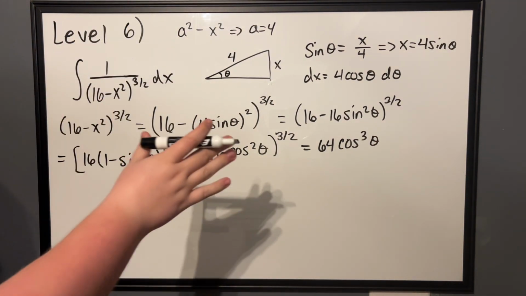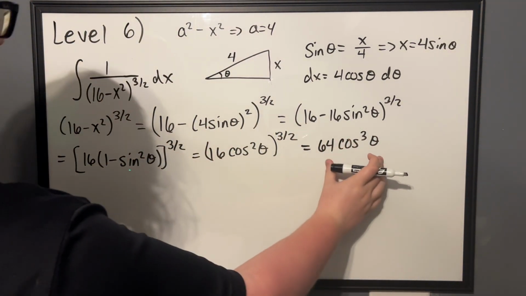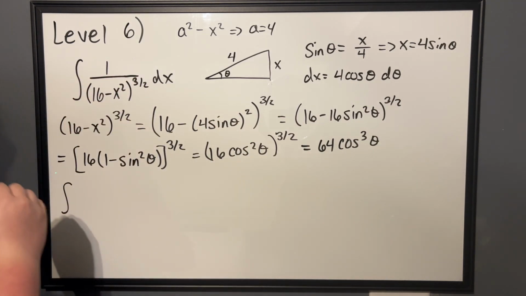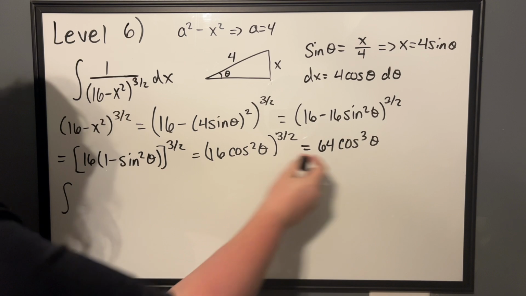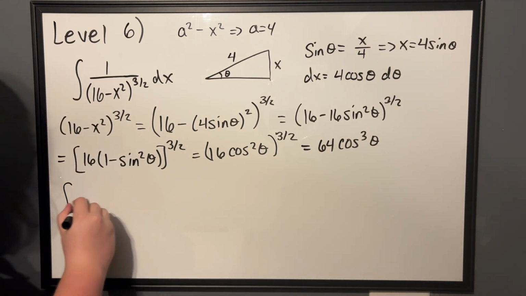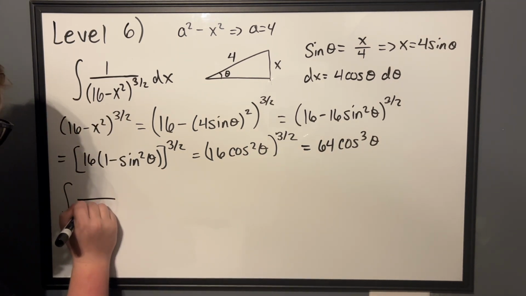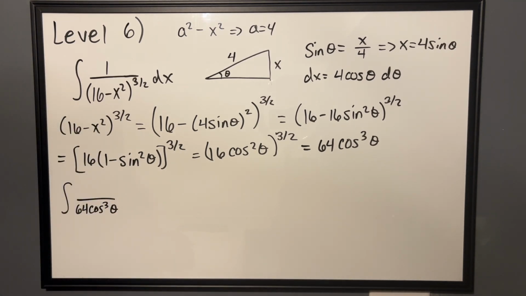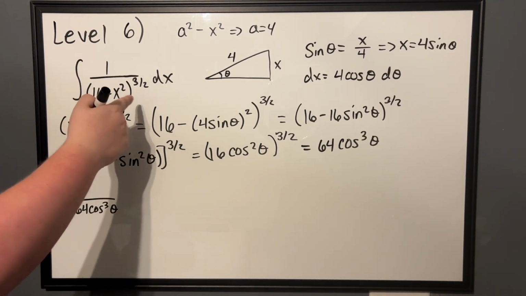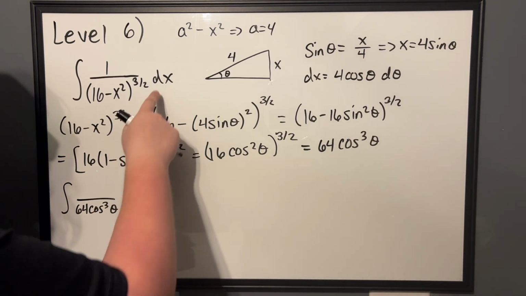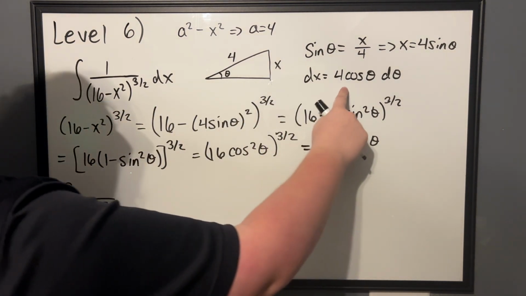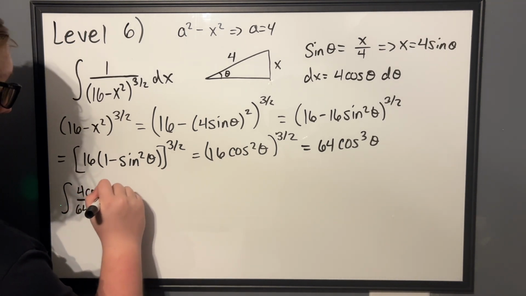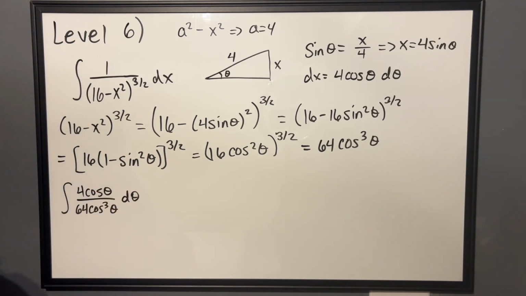Okay, so this is a lot of simplifying, right? But what this does is this ends up replacing this part. So we're going to rewrite the integral. This 64 cosine cubed is going to replace the denominator. So 64 cosine cubed theta. And then we're going to want to replace our dx because now we're trying to get this in terms of theta. So if we replace dx, remember that was just 4 cosine theta. So we're going to have 4 cosine theta, and then we'll have the d theta out here.